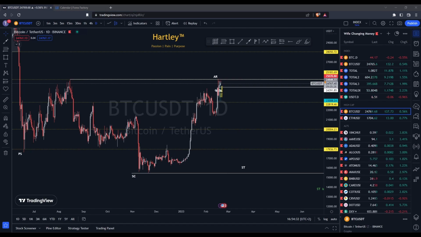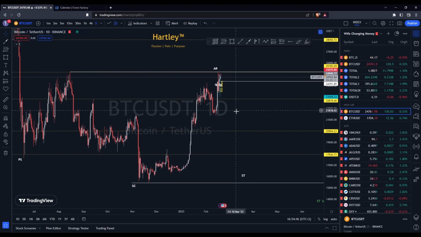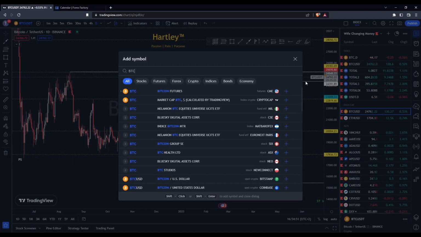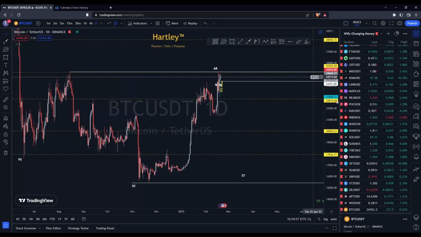So the first thing that we're going to cover today is correlations, right? Correlations is basically using one chart in correlation with another chart to try and see which way the market's going to go or where the market will find support, right? So at this point in time, all you have is, let me just add another Bitcoin chart on here, so that we just don't get confused. I'm going to add OKX's Bitcoin chart.